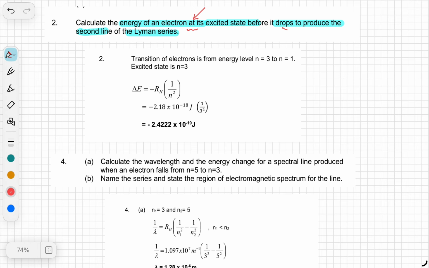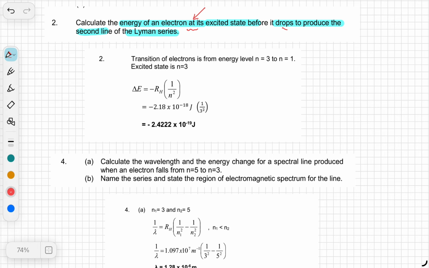All right, let's get going to the next. They wanted the region. So it's good to remember the region. It will give you 1 mark in exam. So the region for Balmer series would be the visible light region.